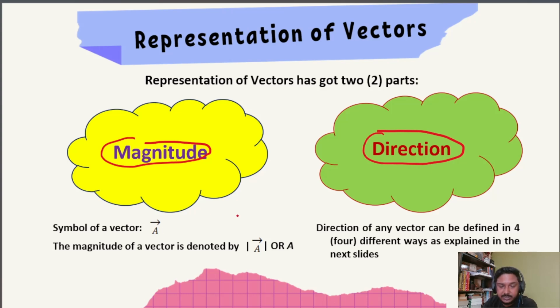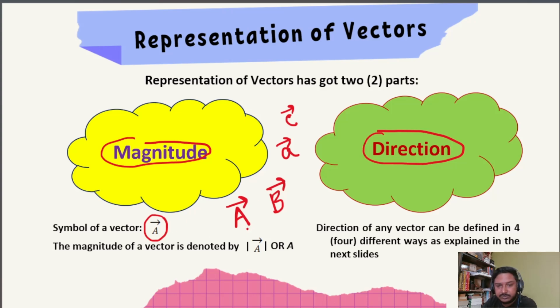Any vector of any length will be represented by a letter with an arrowhead on the top. It can be letter A, it can be letter B, C, or anything like that. Even small letters can be used to represent a vector. It can also be written in this way. It can be a C vector like this. Now this is how the symbol of a vector is written.